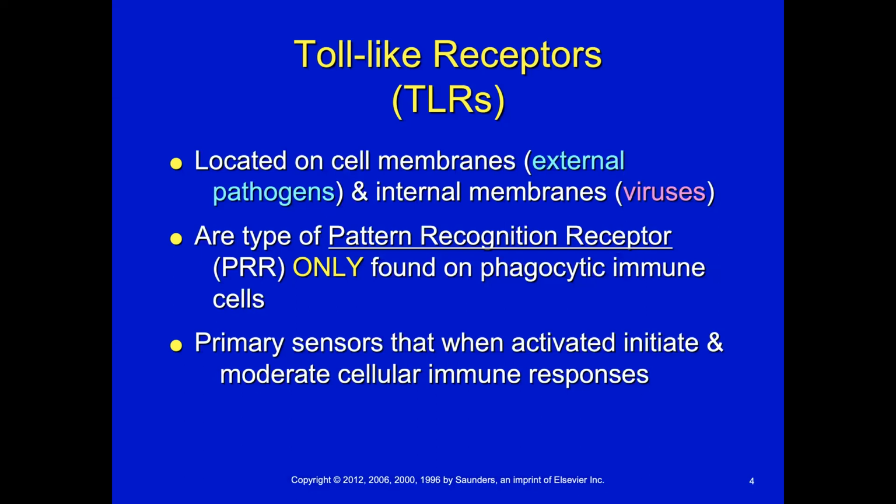So these receptors are called toll-like receptors, and they are located both on the cell membranes so that they can detect external pathogens, and also internally so they can catch those pathogens that work their way inside the cell. Viruses are a good example. These are a type of pattern recognition receptor, and these are only found on phagocytic immune cells. And they are the primary sensors that, when activated, will initiate and moderate the cell's immune responses.